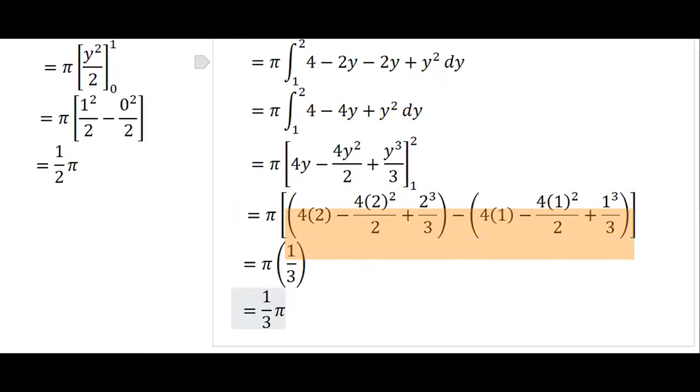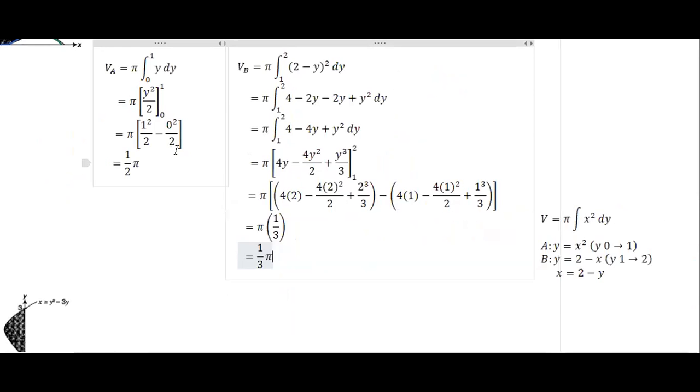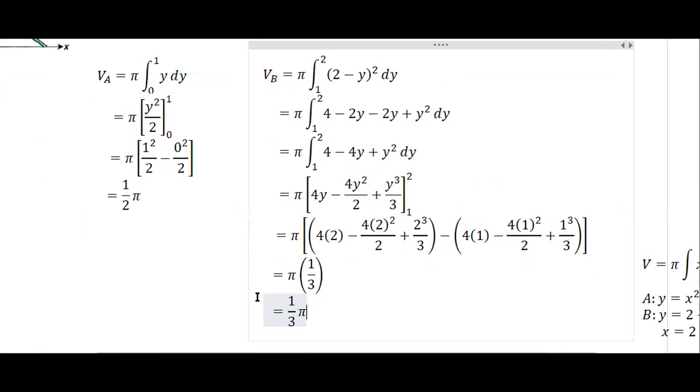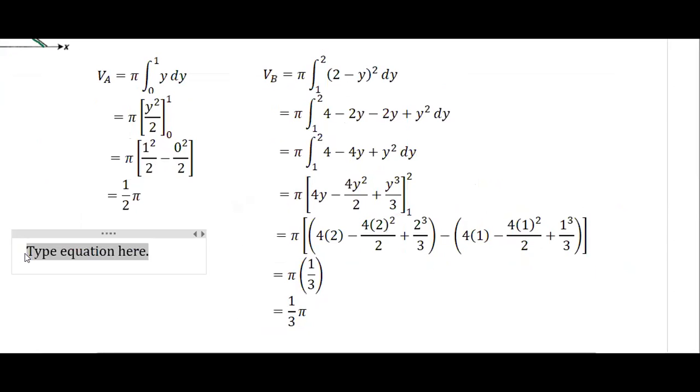Okay, ini untuk B saja kan? This is for B. Okay, 1 for A, 1 for B. Total up is what? B and A. We find the total volume. One per 2 pi plus 1 per 3 pi. Answer is 5 per 6 pi unit cube.